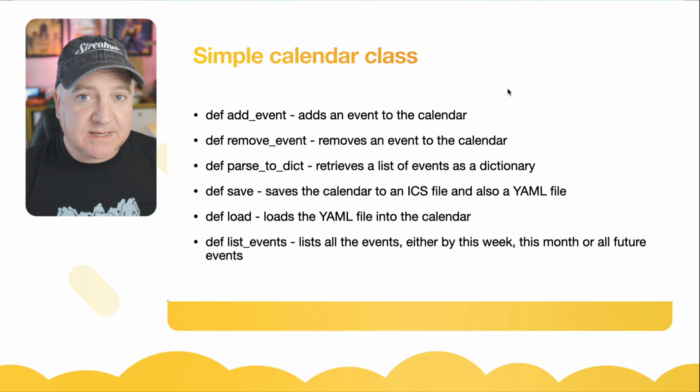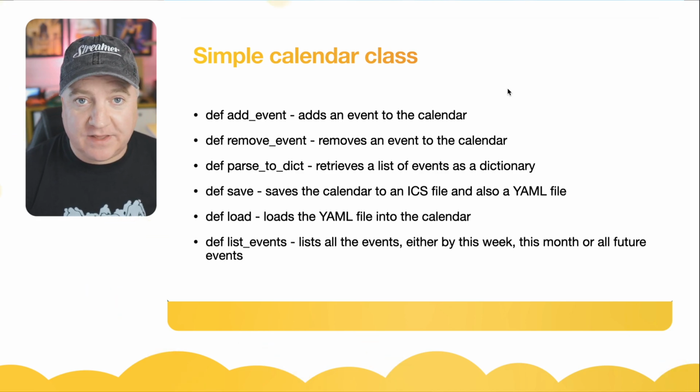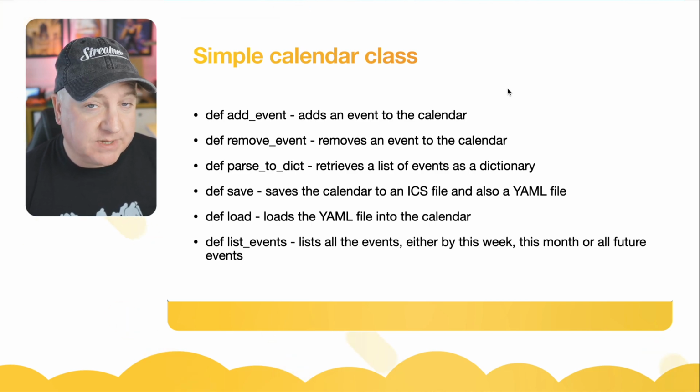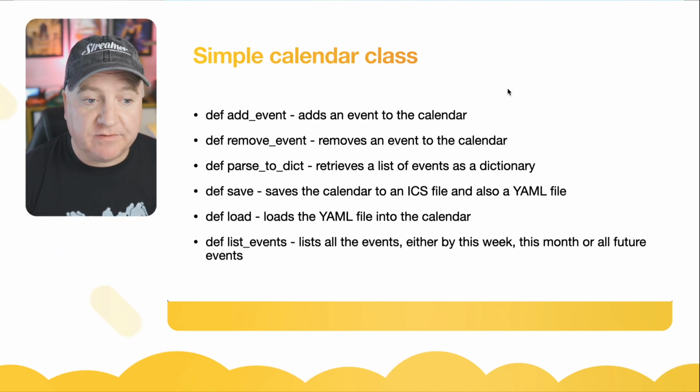So the simple calendar class that we're going to be creating has got these functions. We're going to add an event, we're going to remove event. I've got this Parser dictionary because the event class that we're using from ICS hides away a lot of that detail, and sometimes we just want to pass around, particularly when we're saving out to our YAML file, just a dictionary full of those events.